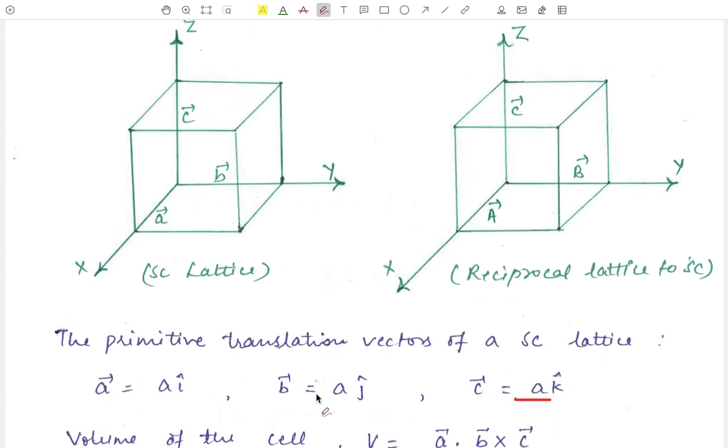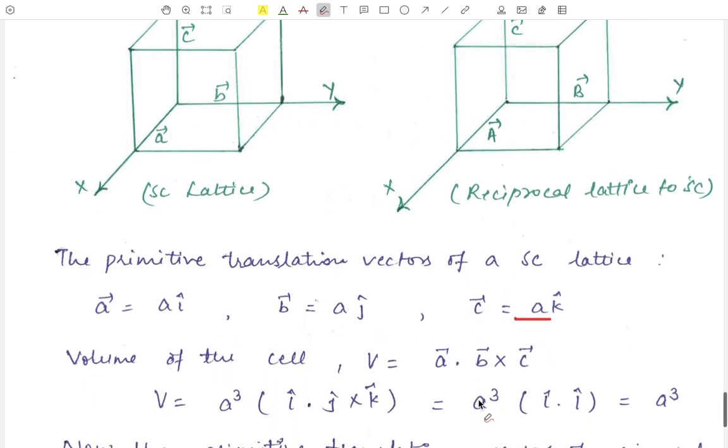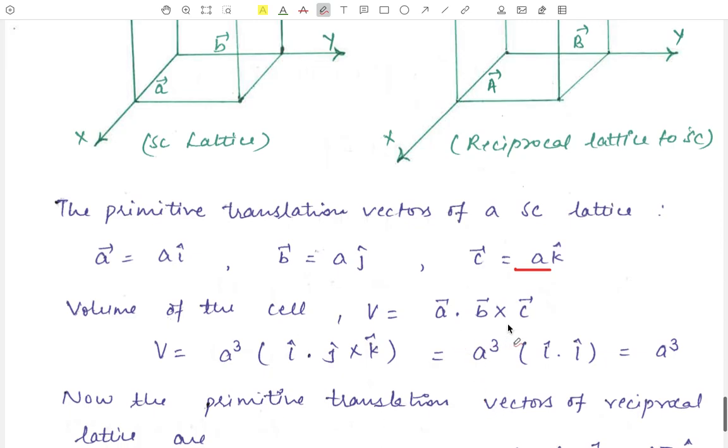Now these a vector, b vector and c vector are the primitive translation vectors of the simple cubic. The volume of the cell will be a dot b cross c. a cube can be taken outside and we get i dot j cross k. Now j cross k is i and i dot i is equal to 1. Therefore the volume of the cell for the simple cubic is equal to a cube.